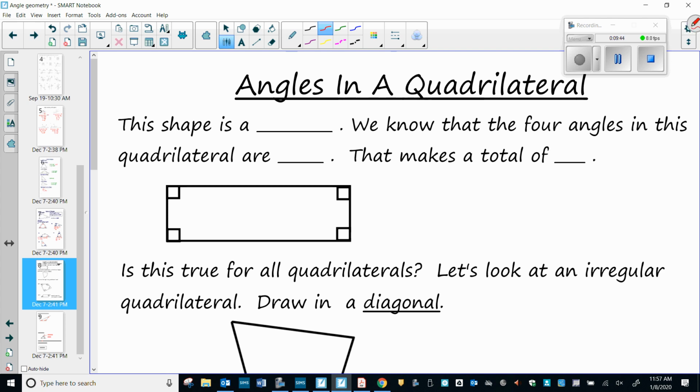Right, angles in a quadrilateral. What's the shape called? Okay, we know the four angles in this quadrilateral are.